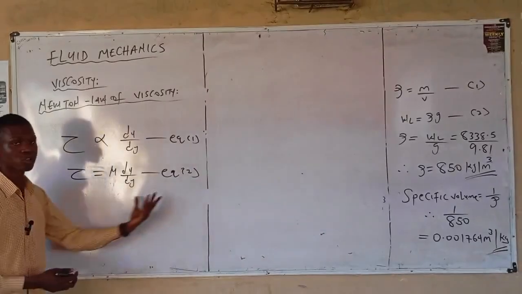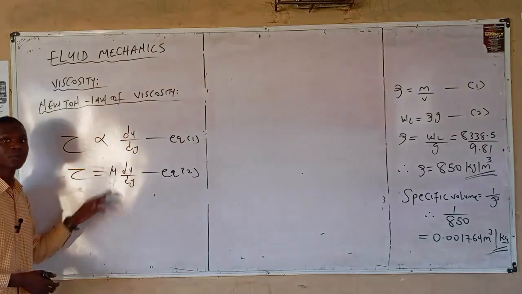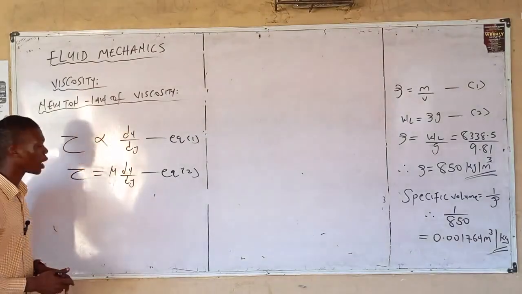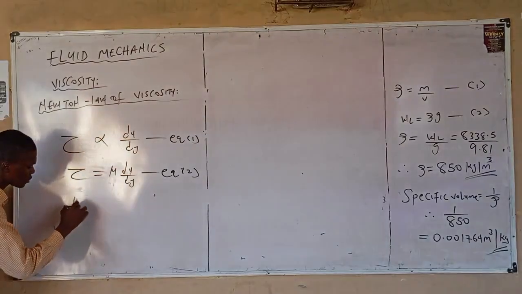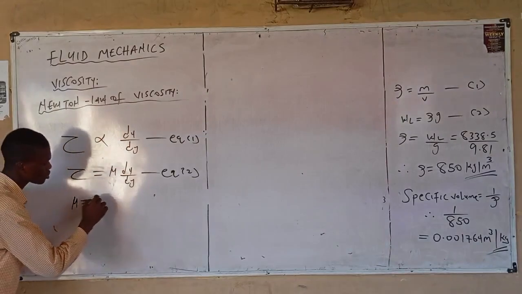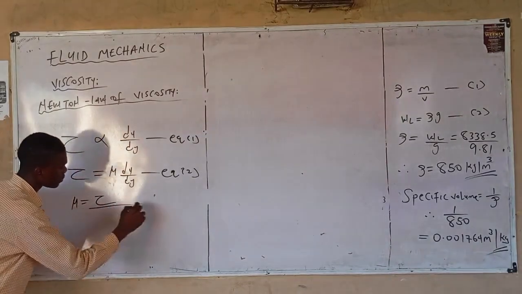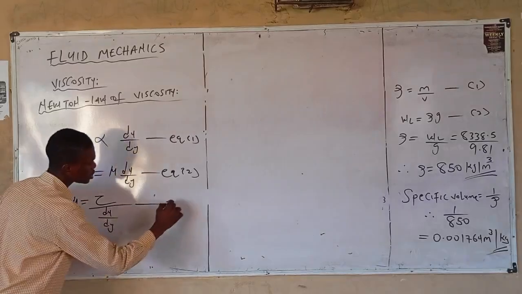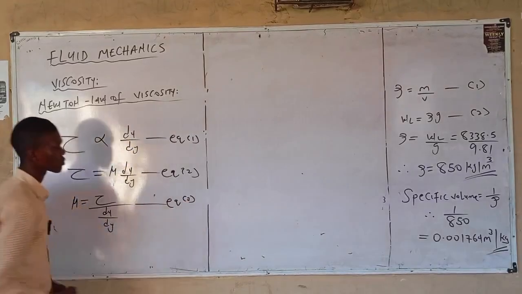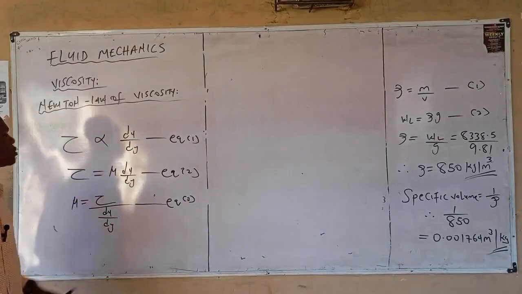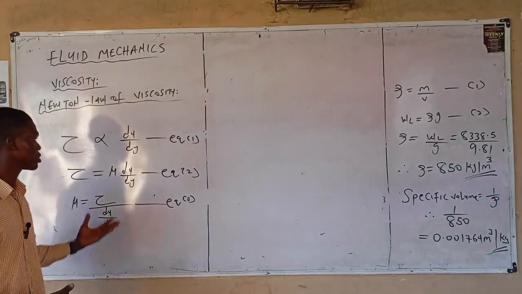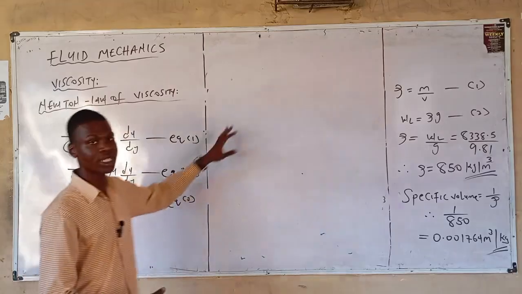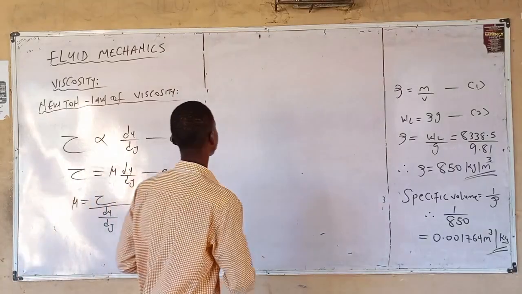Alright, from equation 2, you can make the dynamic viscosity the subject of the formula, meaning dynamic viscosity mu is equal to shear stress divided by du over dy. Call this equation 3. This is what Newton's law of viscosity is saying. By diagram, let's see what it means.